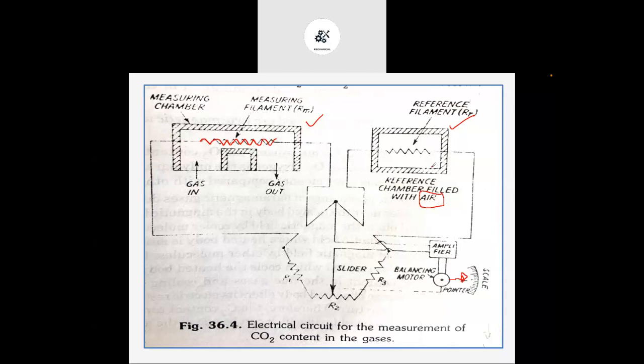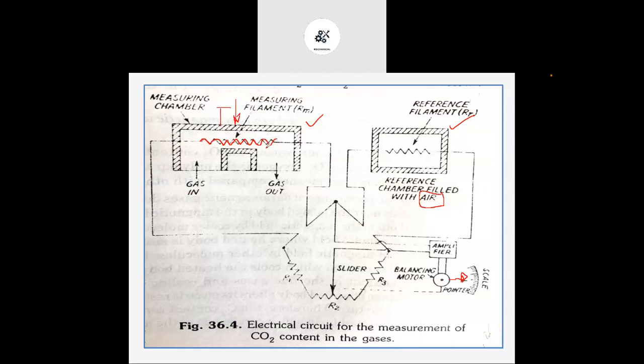Now what will happen if the gas flowing inside this measurement chamber has more thermal conductivity? In that case, it will absorb more and more heat from the filament. The air has constant properties and will absorb some amount of heat. Similarly, here the gas will take away more and more heat if its thermal conductivity is more.